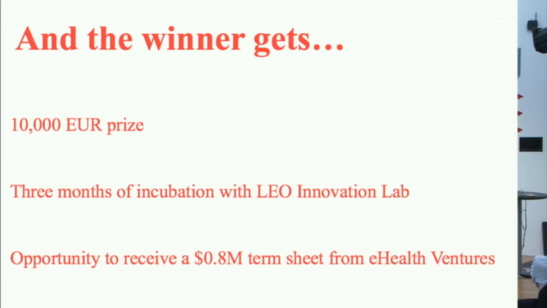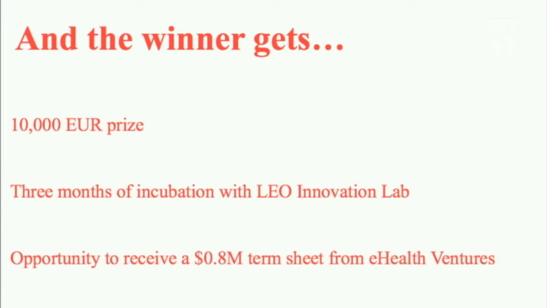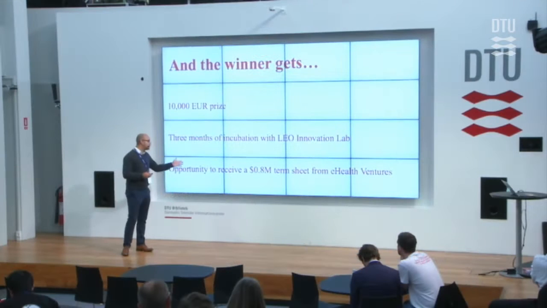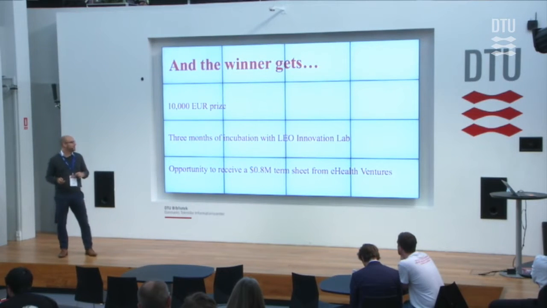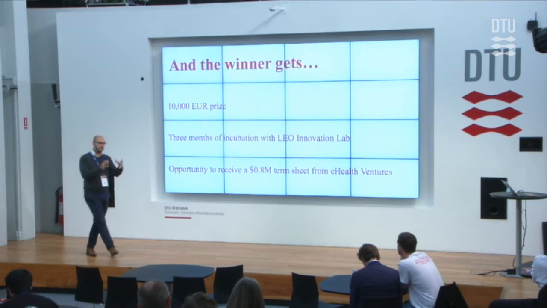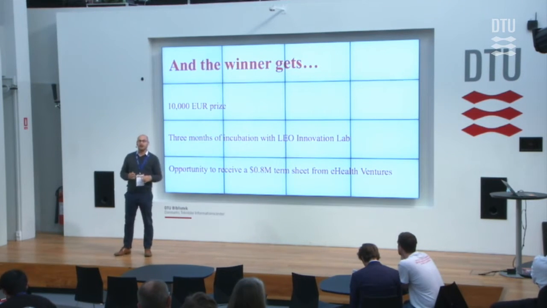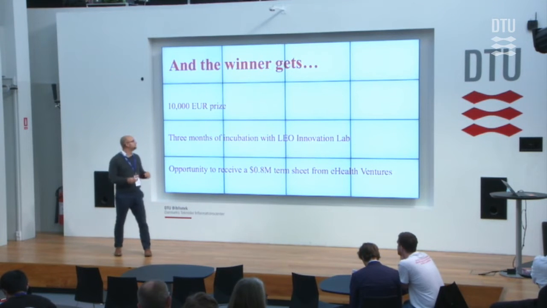And what is the prize? What does the winner get? So today the winner of the competition gets a 10,000 euro prize. They also get 3 months of incubation with the Leo Innovation Lab here in Copenhagen. And then I will let Ophir introduce eHealth Ventures from Israel. They also have the opportunity to receive about a 0.8 million term sheet for the winners. And obviously there has to be a connection with Israel in any way, some sort of partnership, but Ophir will tell us a little bit more about that.